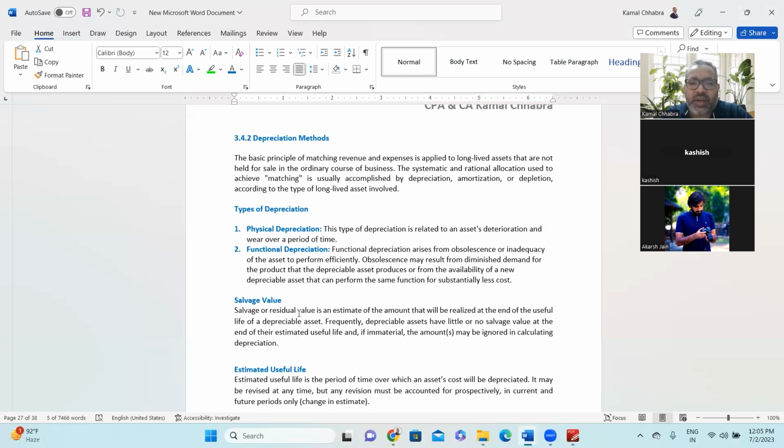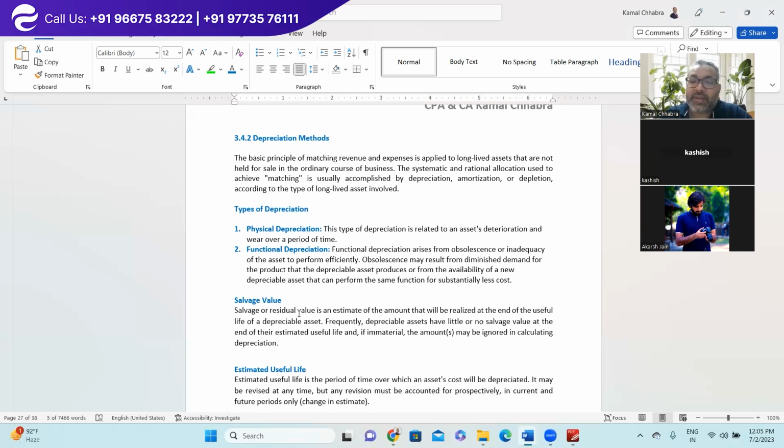cost. So there are two types of depreciation. One is physical depreciation, which is on account of passage of time or normal routine wear and tear of the asset. The second is functional depreciation. That means when the usage of the asset has gone down. That may be on account of change in technology, or on account of change in demand of the product.